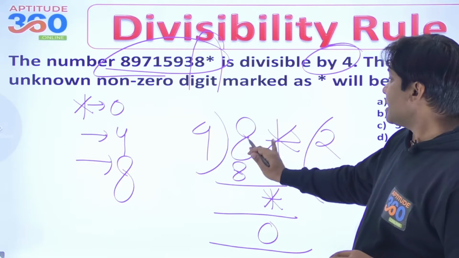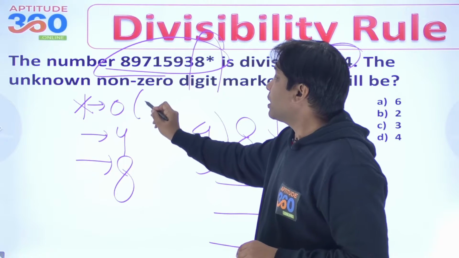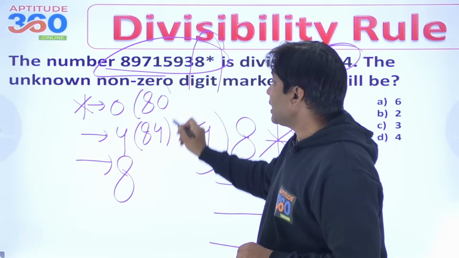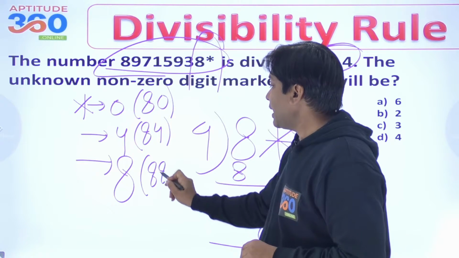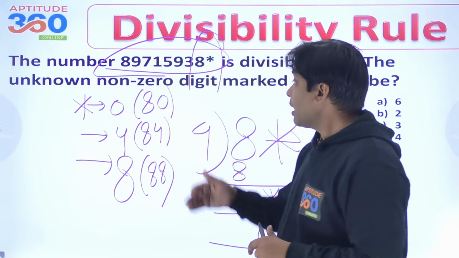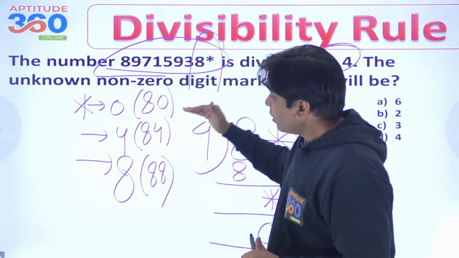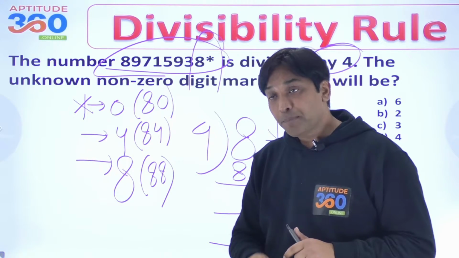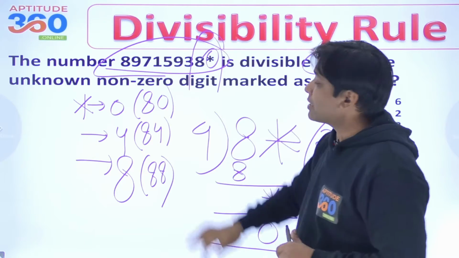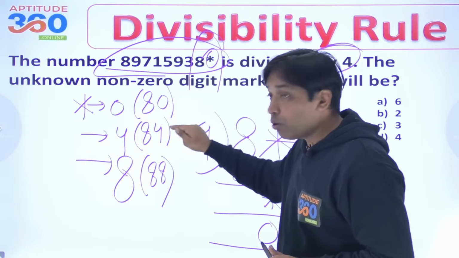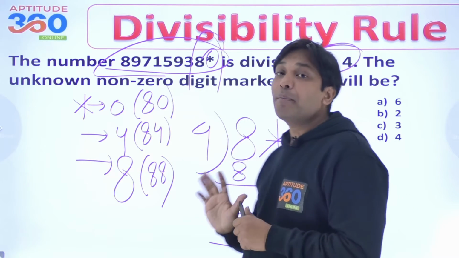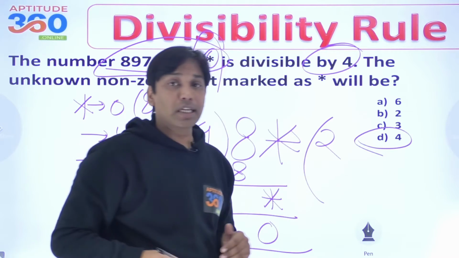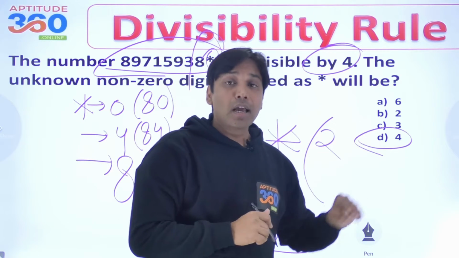Now try to see this on your own. If asterisk is 0, so the number will turn out to be 80. If it is 4, it will be 84, and if it is 8, this is going to be 88. Understand this thing. 80, 84, 88, all of them are divisible by 4. Is that okay? So at the place of asterisk we could have 0, 4, 8, but हमारे ऑप्शन में यहाँ पे क्या लिखा जा रहा है? हमारे ऑप्शन में यहाँ पे क्या आता है? सिर्फ और सिर्फ 4 आता है, and this is going to be the answer.